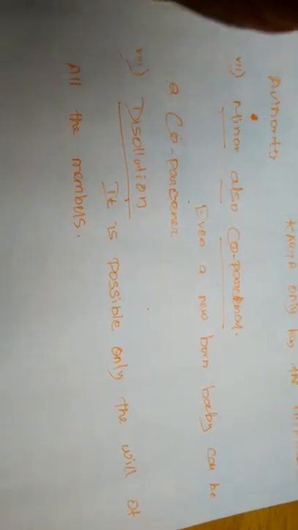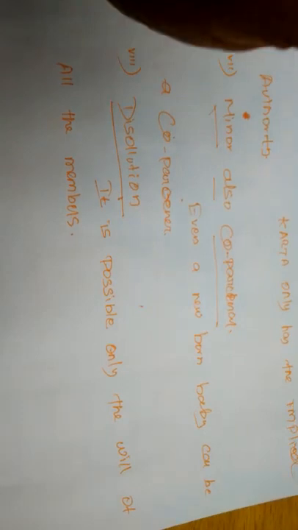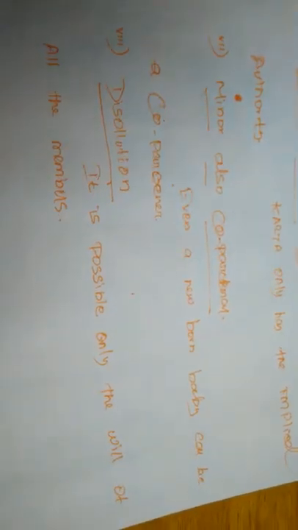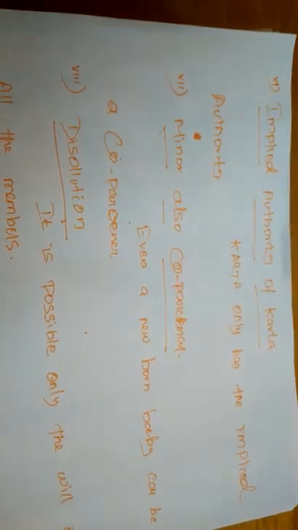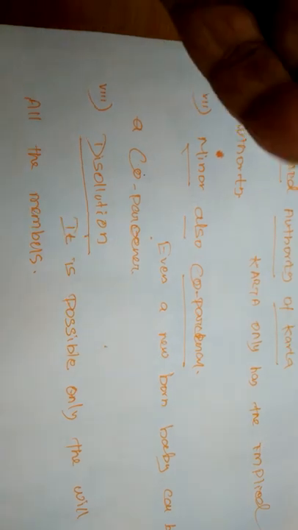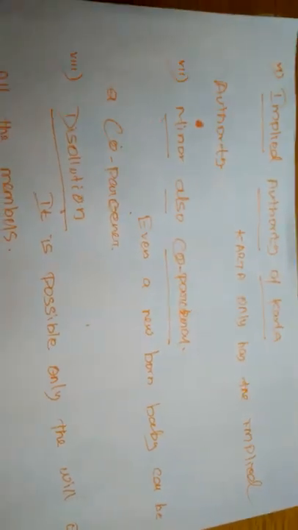Next, permanent existence. By reason of death, lunacy or insolvency, this organization will not come to an end. Next, implied authority of the Karta. Implied authority means the separate power of the Karta. So the Karta alone has the special right to make deals with other persons.